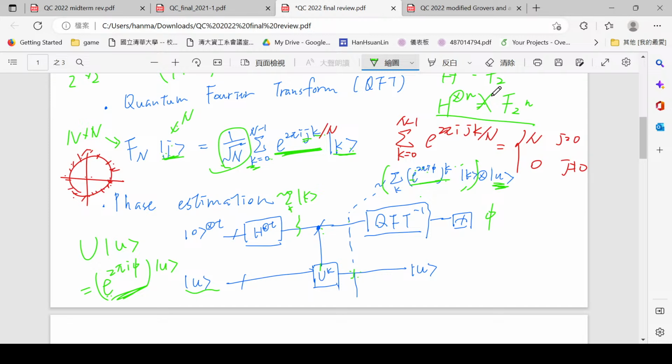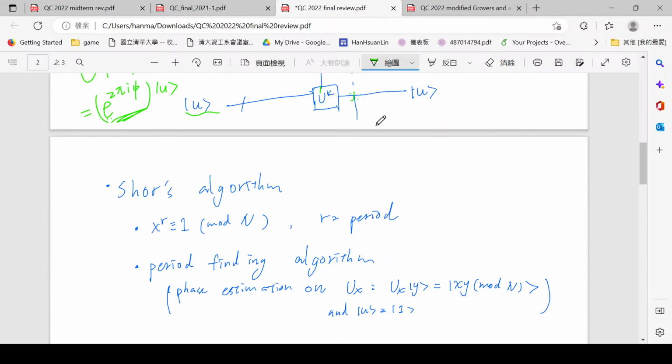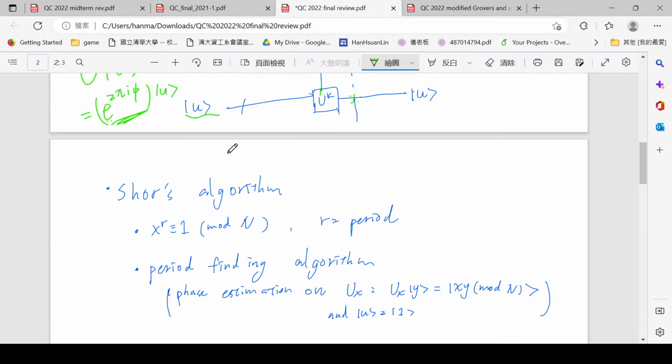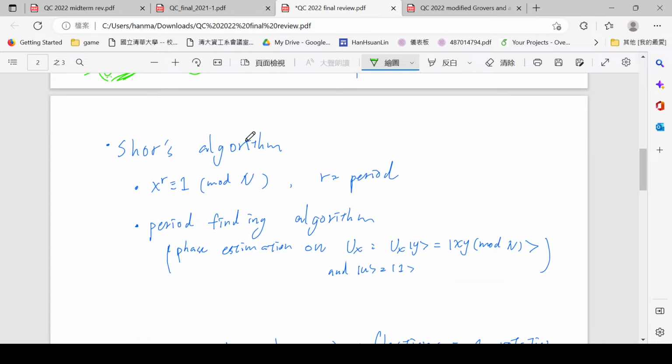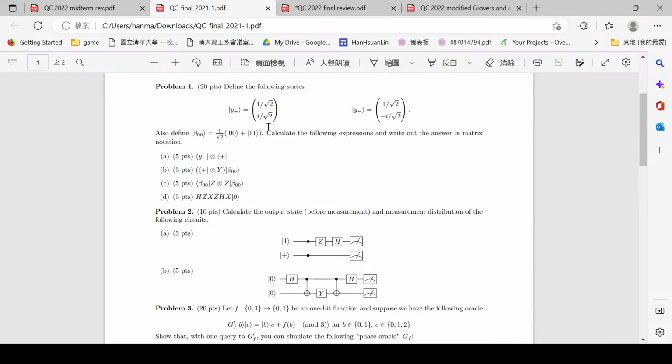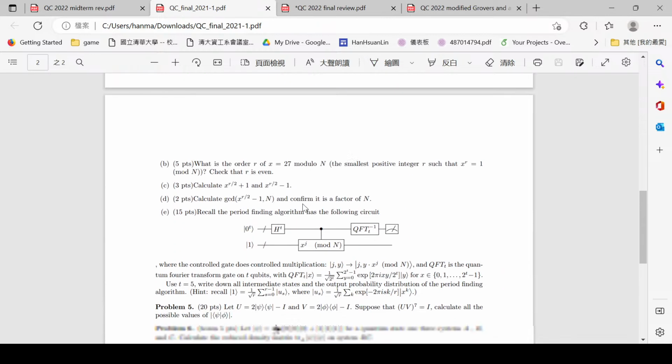Okay, any question? Okay, and phase kickback, and then there's Shor's algorithm. We don't go into detail of Shor's algorithm, but I will just say there is going to be a question on this thing. Okay, and so the question will always look at this form.